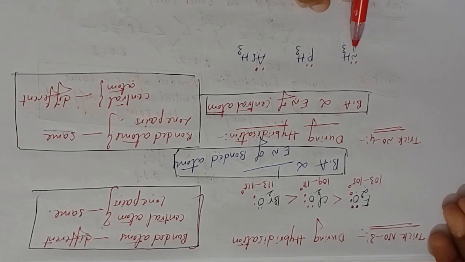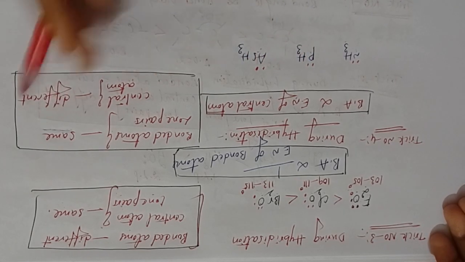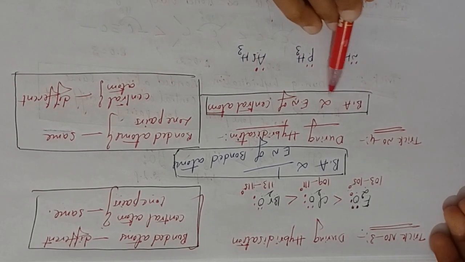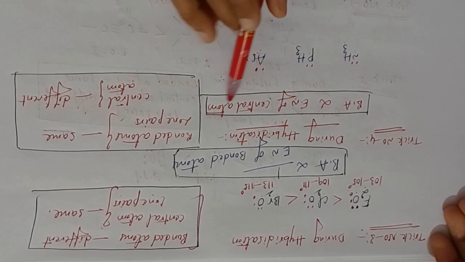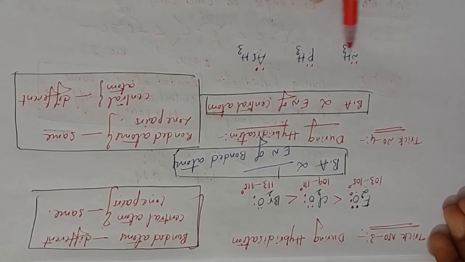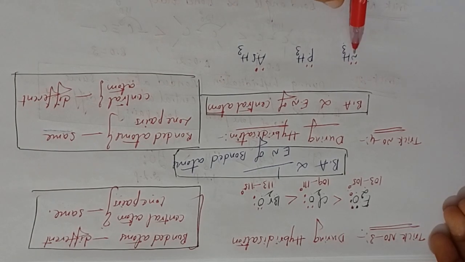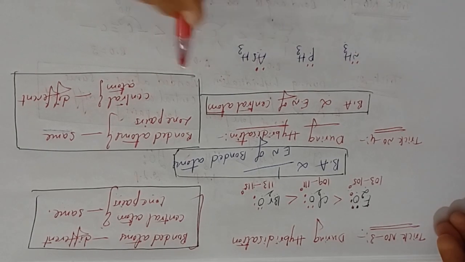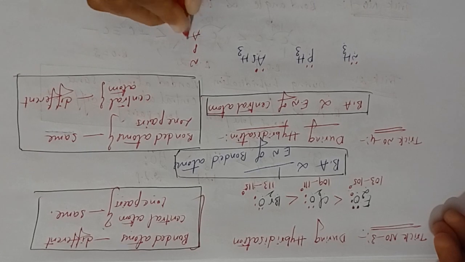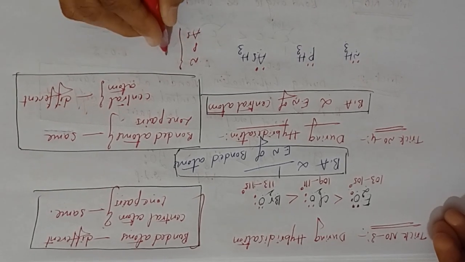Bonded atoms, so lone pairs, so same. Clear? In this case, what I told you, bond angle is directly proportional to the electronegativity of the central atom. So central atom electronegativity, nitrogen is having the more electronegativity. If I take nitrogen, phosphorus, arsenic, from top to bottom, what happens, students?